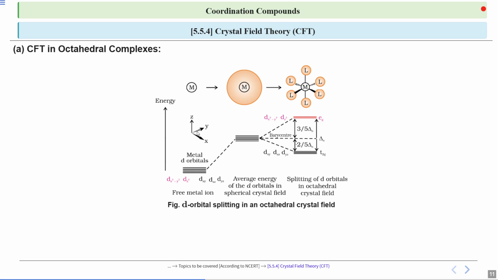This dash line means this is inside the plane, which is the y-axis, and this bold line x is present and denotes outside of the plane, which is the x-axis. So 90 degrees is the angle present between the two axes. Now here we have a metal d orbital.